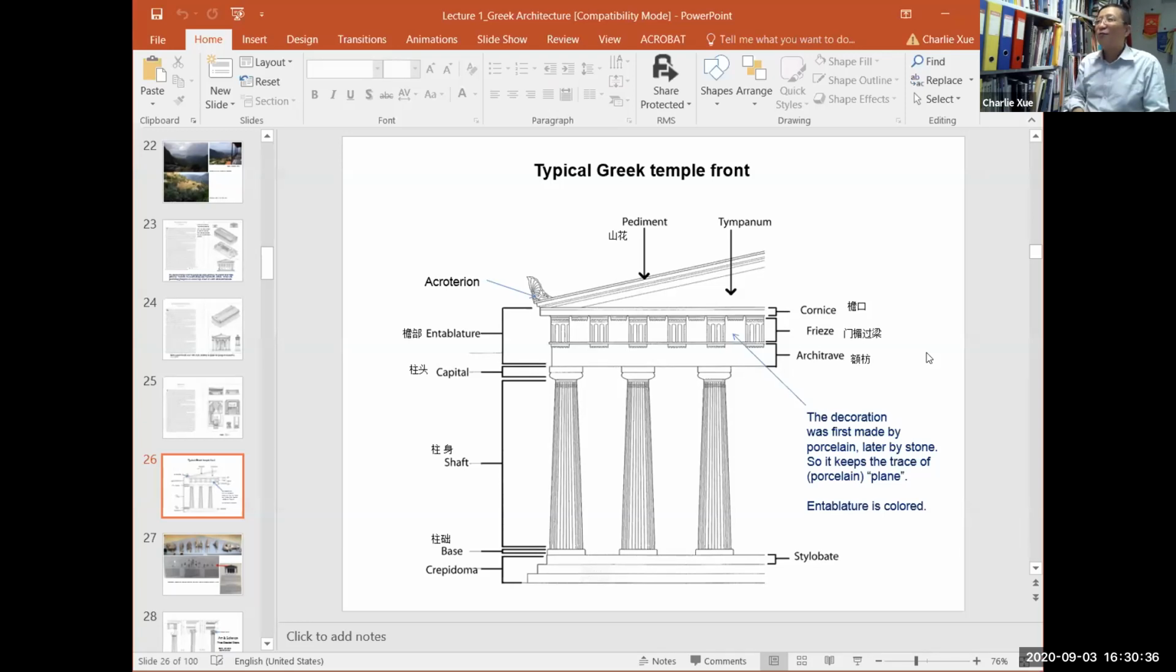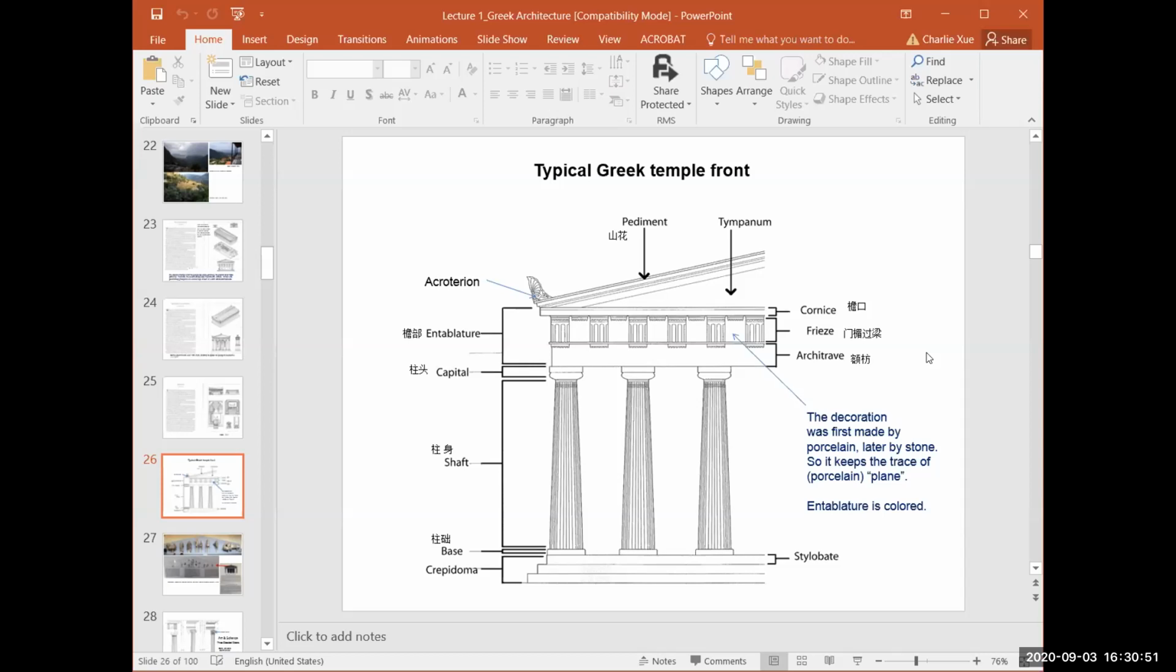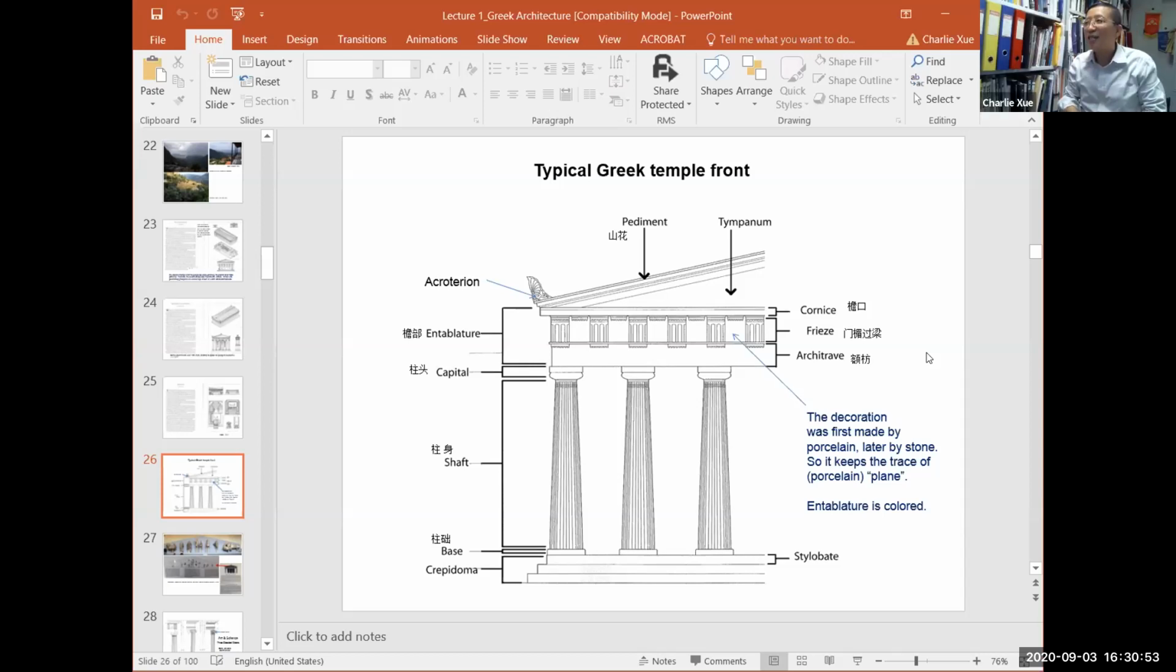Pediment is still useful. Today, if you go to Hong Kong's Central, you see our Supreme Court, right? That is a Greek temple. You point at that and say that is a pediment. People say, ah, clever boy. And cornice. Follow me. Cornice.